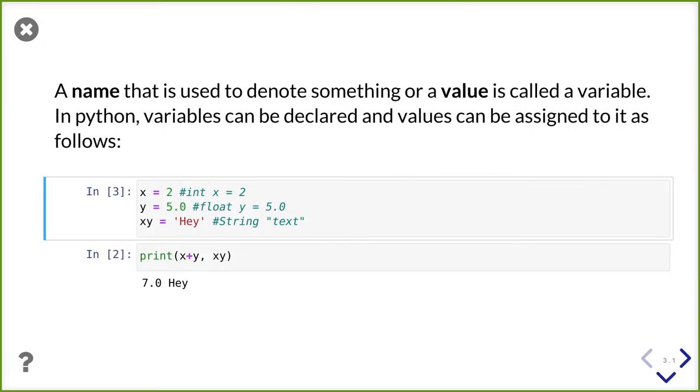Okay, so how do we create a variable in Python? It's as easy as the name of the variable equals the thing you want to store. For example, in this case, I'm storing the number 2, that is an integer, in the variable x. Here, the name of the variable is y, and I'm storing the float 5.0. The difference between an integer and a float is that the float number basically has a decimal part. The integer is just an integer, like 1, 2, 3, 4, minus 1, 0.